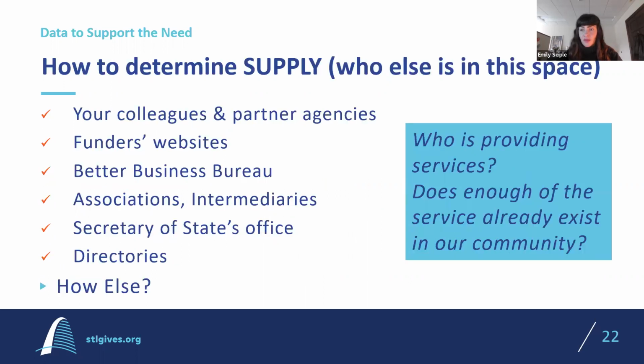And then on the flip side, determining what is happening to meet that need and who else is in this space, and is it enough? Do we need a different kind? And a lot of the same partners or sources of information will be key. Your partner agencies, those intermediary groups, like I was talking about, and also funders' websites can be a great resource, seeing past grant awards and funded partners to see who else is working in priority areas that your organization might be looking at in terms of seeking funding.